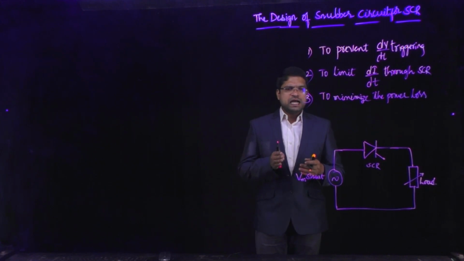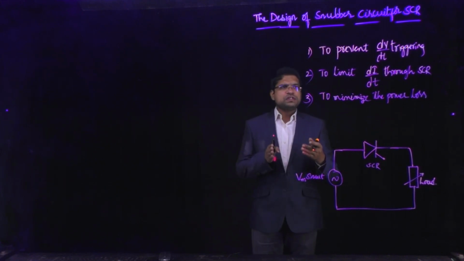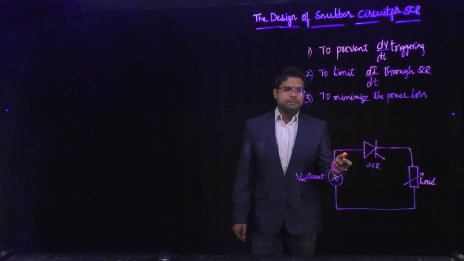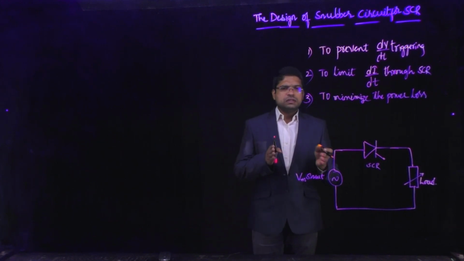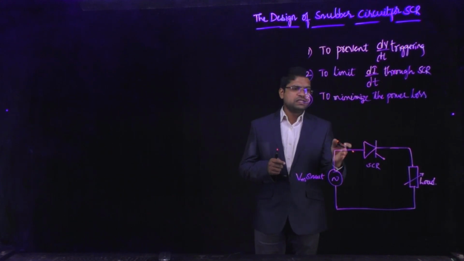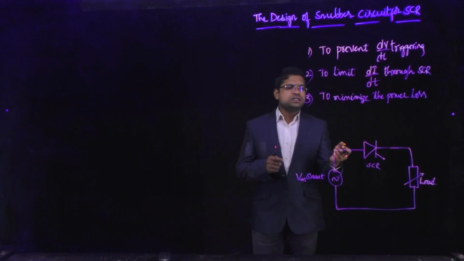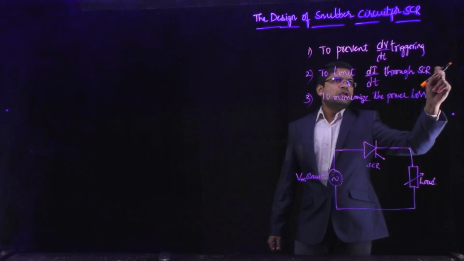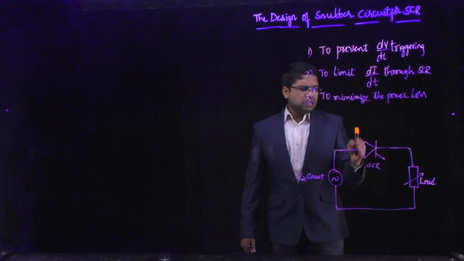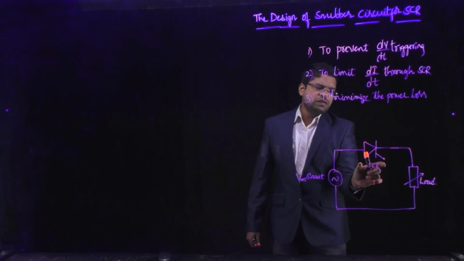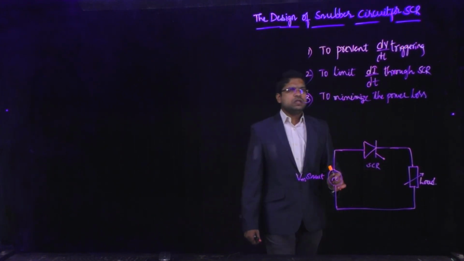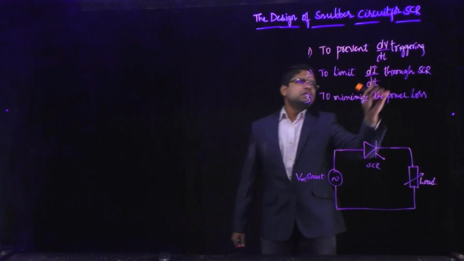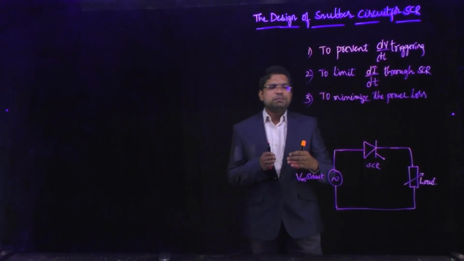And not only that, a high rate of change of current flowing through the SCR causes hot spots in the SCR due to high current density in the region of the gate connection. That is why these two ratings must be less than the specified ratings given to the SCR. Okay, so now let us see how dV by dt triggering can be prevented.